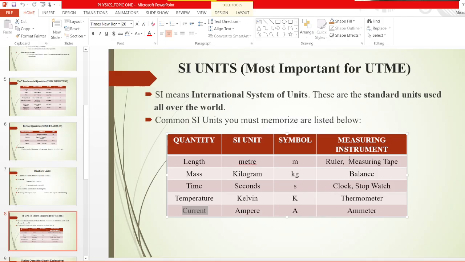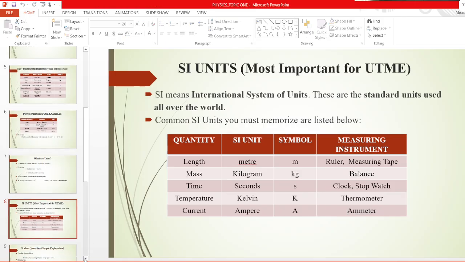Also take note of the measuring instruments. For length, we can use a ruler or a measuring tape. For kilogram, we can use a balance, like weights. For time, we can use a clock or stopwatch. For temperature, we use a thermometer. And for current, we use an ammeter. So please take note of the SI unit used all over the world. SI unit is the global standard, and it's important that we take note of those things.